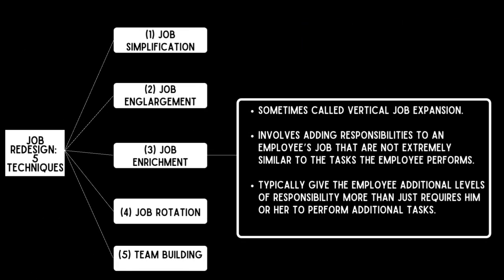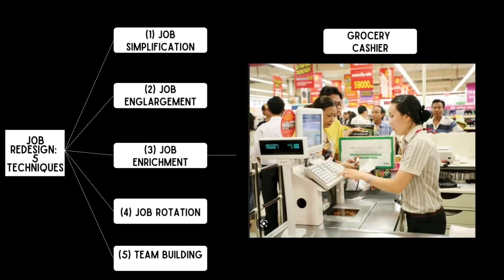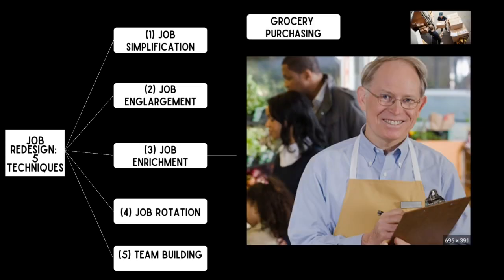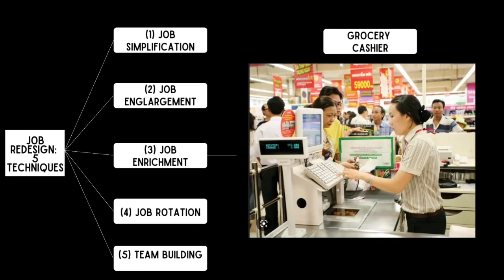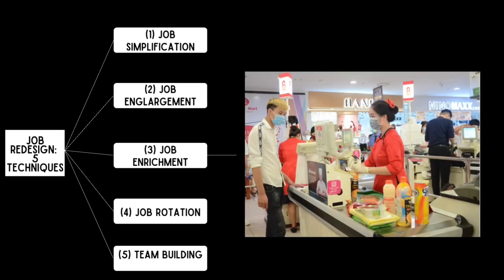And then you have job enrichment. Sometimes this is called vertical job expansion, where you have the cashier. They can also do the purchasing because they actually see what's selling and what's not. They know what quantities to buy, what sizes. And most importantly, they interact face to face with the customers, and they receive the questions, the product inquiries that the customers want and need.